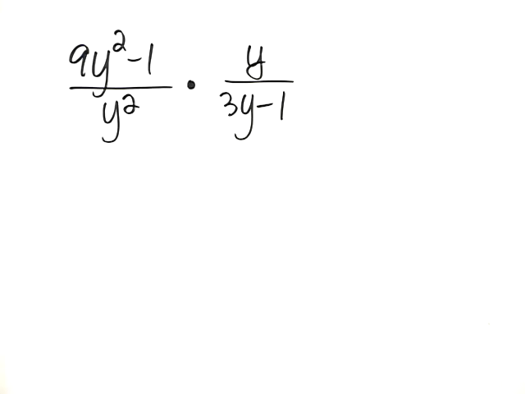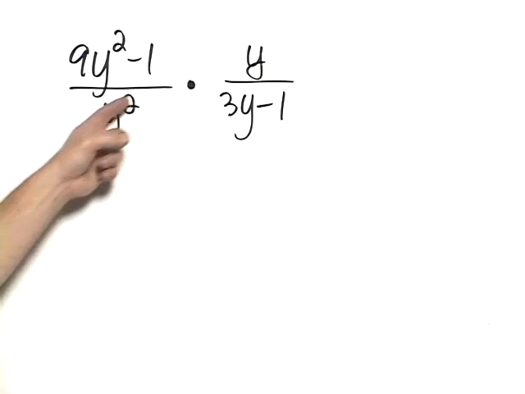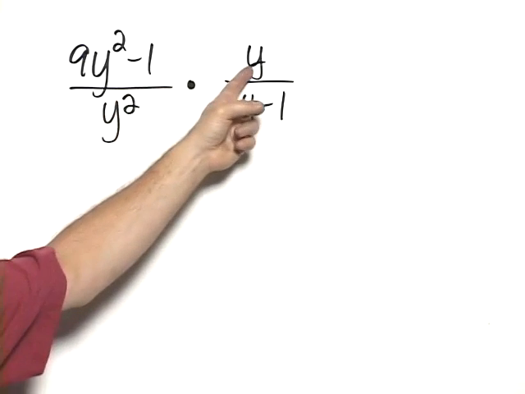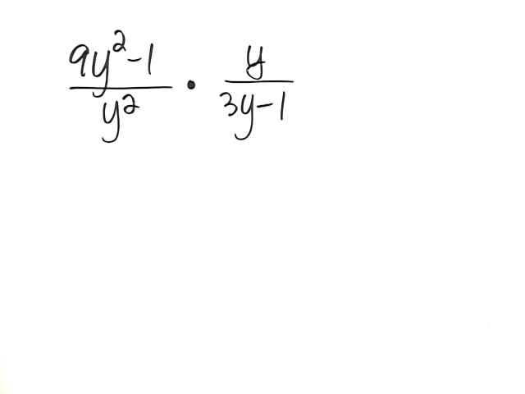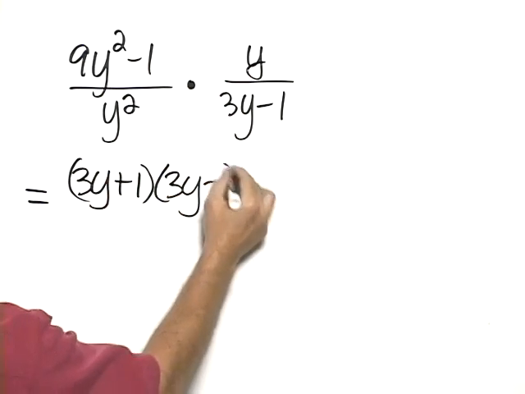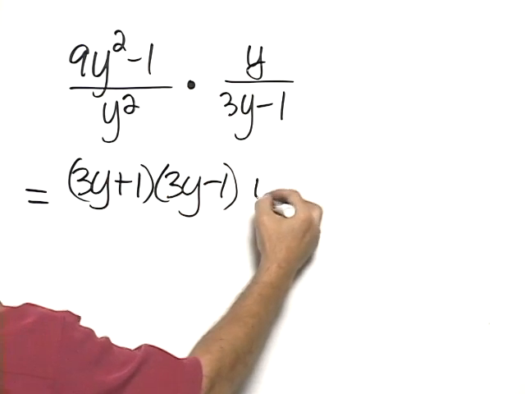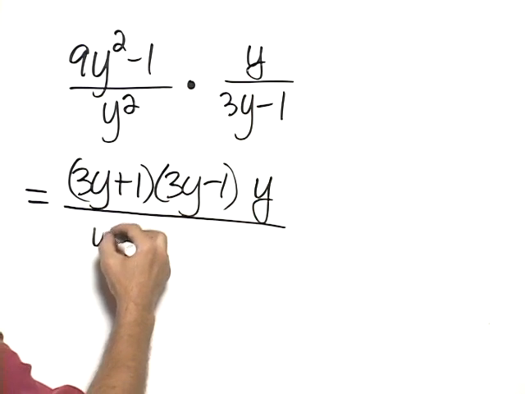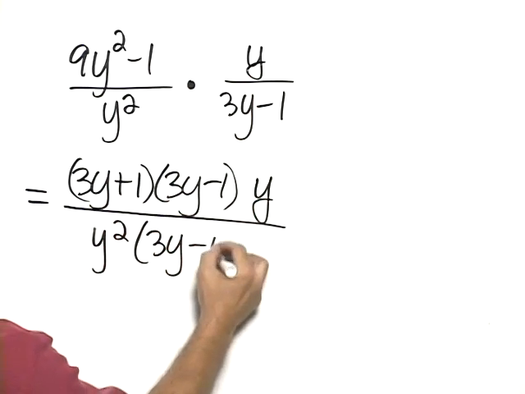Now we have the equivalent of the multiplication of two rational expressions. What we want to do is multiply numerator times numerator, denominator times denominator, but in doing so we also, before carrying out the multiplication, want to factor. 9y squared minus 1 is the difference of two squares, and it factors as 3y plus 1 times 3y minus 1, multiplied times the y from the other numerator, and in the denominator we'd have y squared times 3y minus 1.